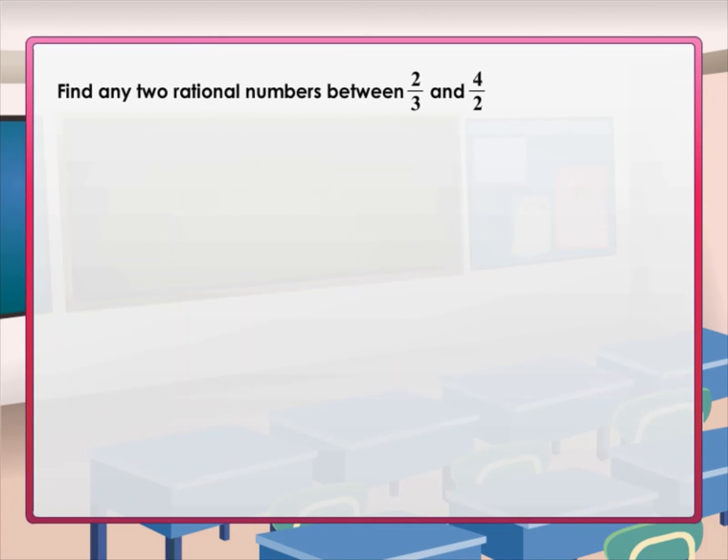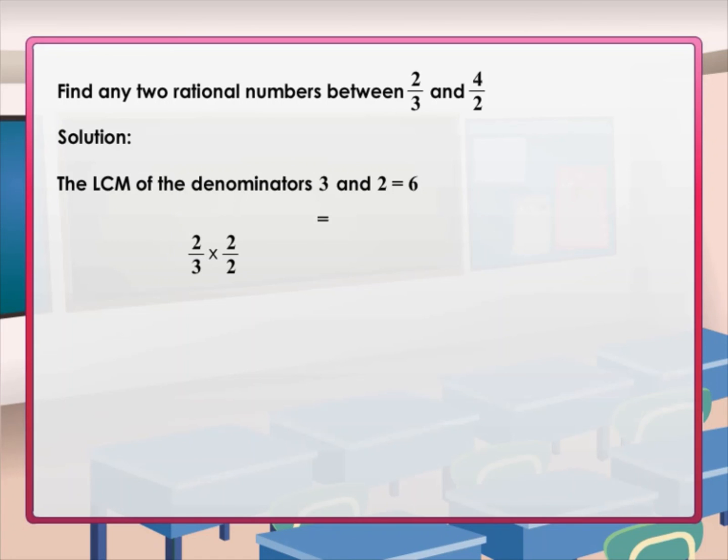Let us consider another example. Find any two rational numbers between 2 by 3 and 4 by 2. As the denominators of these two numbers are different, we will convert them into rational numbers having the same denominator. The LCM of 3 and 2 is 6. Therefore, we will convert the denominators of both the fractions to 6. As you can see, the equivalent rational numbers have the numerators 4 and 12 respectively.